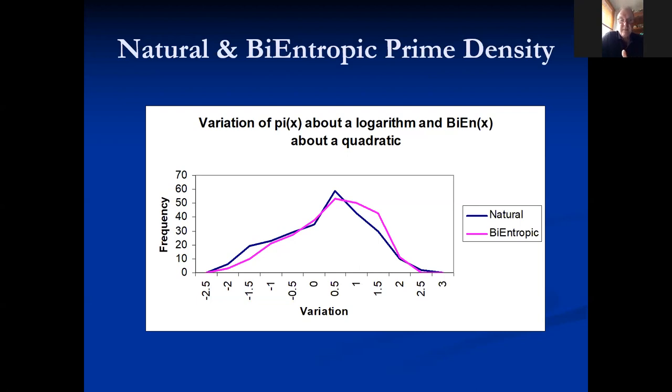And although I didn't understand it at the time, it seemed to me that the coincidence of those two curves was very, very important. It seems that the error between the bioentropic prime density and the quadratic prime density influenced, or determined, the error between the natural prime density and the natural logarithm. And in fact, this is the case, the one does influence the other. And we can show you why towards the end. So, next slide.